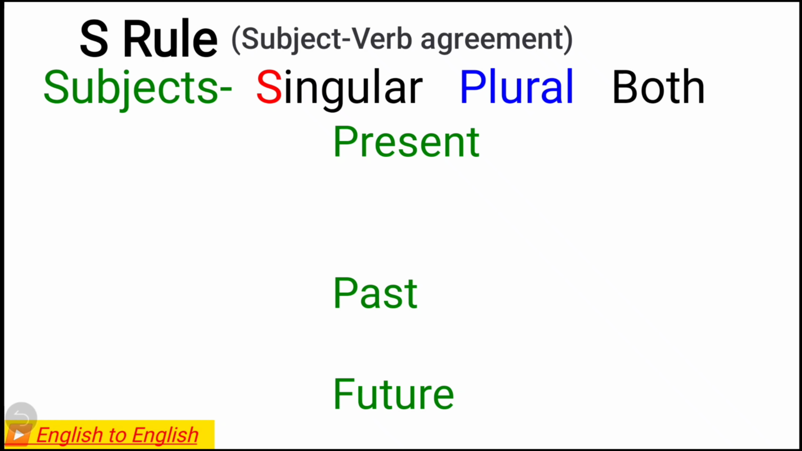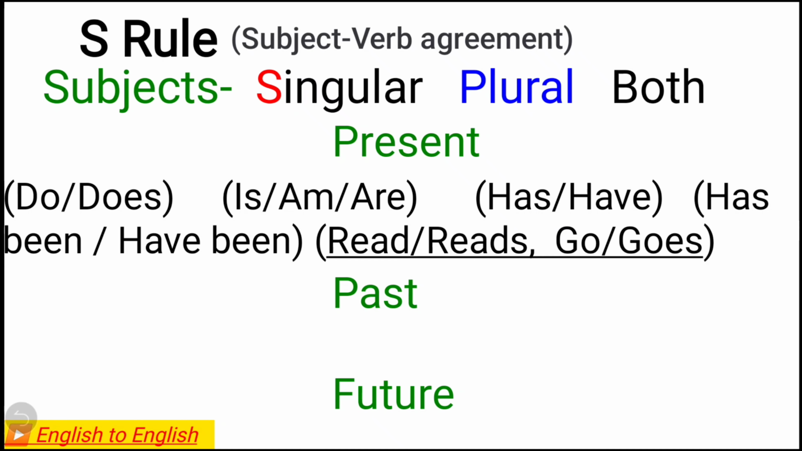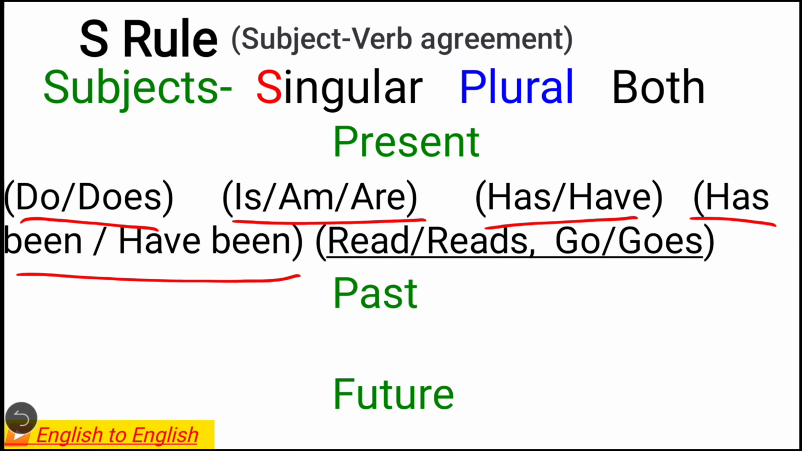Let's talk about verbs. In verbs, we are going to know according to our tenses. We know present tense, past tense, future tense. So let's know what are the verbs that we find in present tense. These are do and does, is, am, are, has, have, been, have been, read, reads, go and goes. I have typed these verbs because of present indefinite tense. We will know further about this.